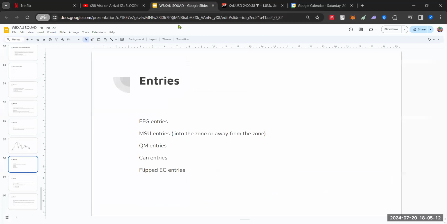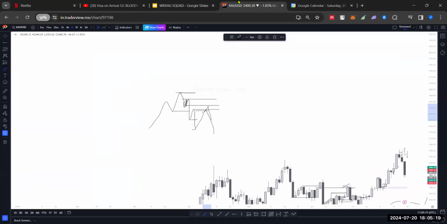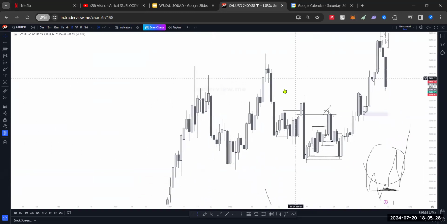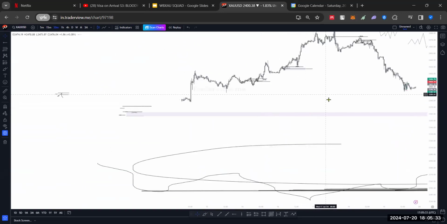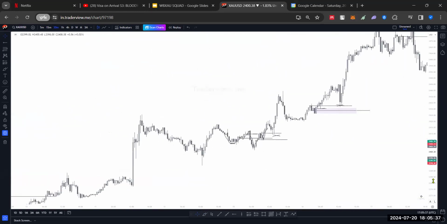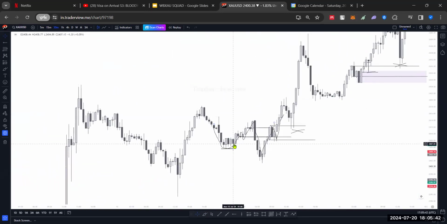So the last entry which I've not talked about are the can entries. They're called can entries because they literally look like a can, and they happen on every time frame. They can happen on any time frame whatsoever. All right. But the thing about can entries is that you cannot trade them alone. For example, if you see a can entry on M30, you must be sure that there is something else on another time frame, probably H1, H4, or daily, that supports that trade. For example, I'm going to take this out. So this is an example of a can entry.